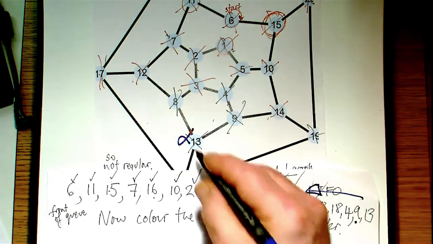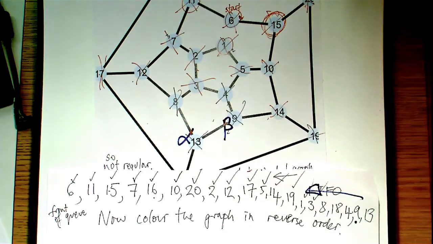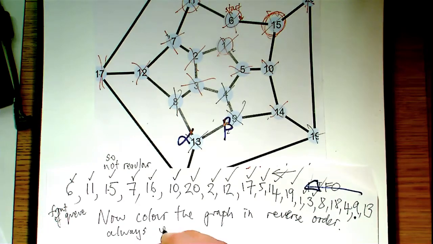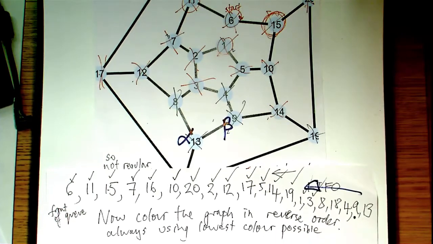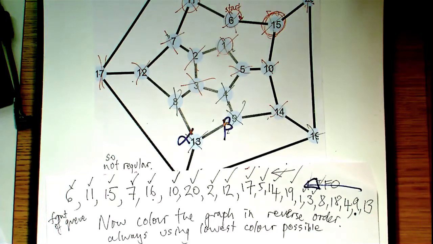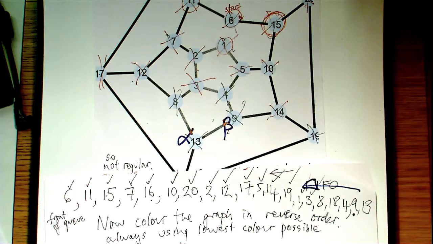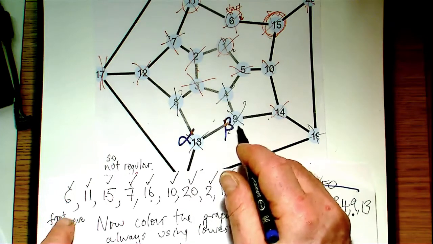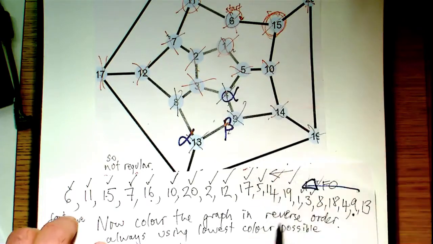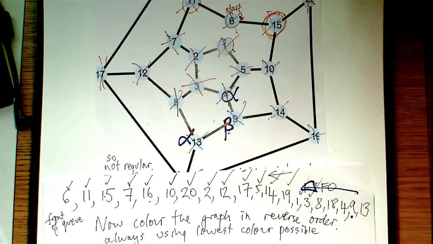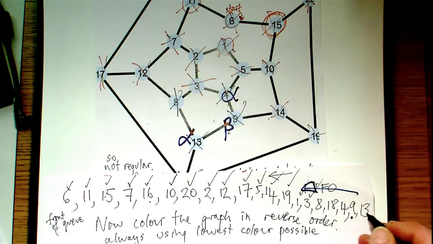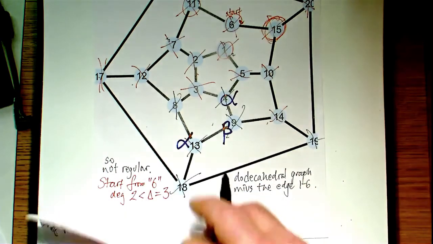Well, that happens to be adjacent. I can't use alpha, so I use the lowest colour possible. So colour the graph in reverse order, always using, this is really the greediness, always using the lowest colour possible. In this case, it means alphabetic. I'm using my Greek letters, remember, for colours. So we've done 9, now we do 4. Now 4 is adjacent to 9, but it's not adjacent to 13, so I can colour 4 with alpha. You have to correct me if I make a mistake. So then I go to 18, so I'm using this list. So 18, that's off the bottom, that can be beta.